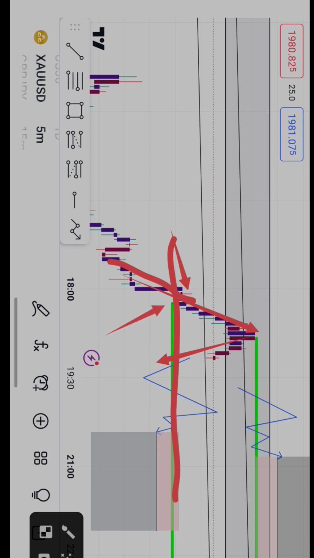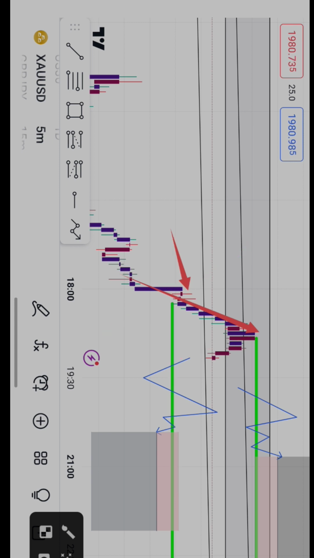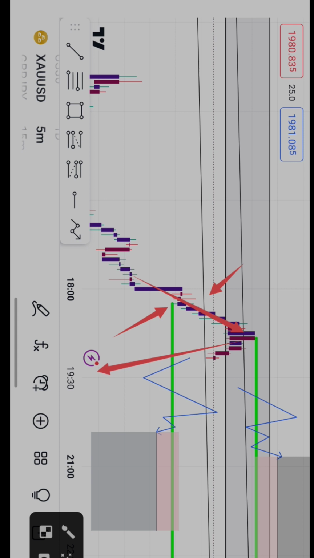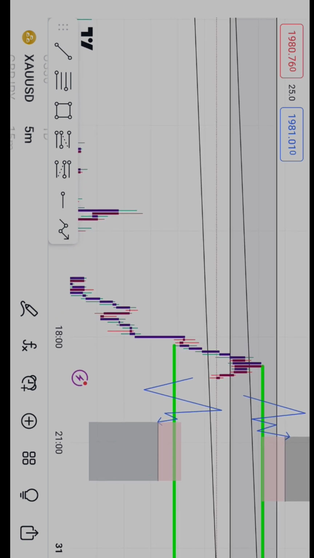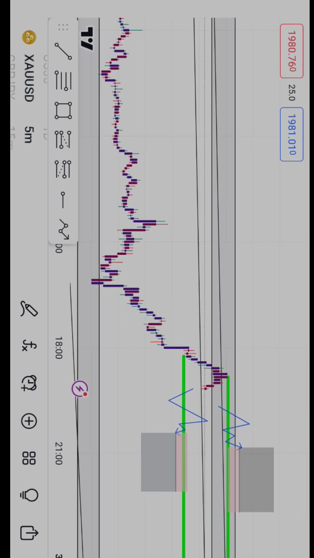So as long as it breaks this level twice in different directions. First it broke this level to the upside. Now if it breaks it to the downside, that's a shift in direction. I will wait for price to come back up and then enter my market. So guys, these are the scenarios which I am waiting for.